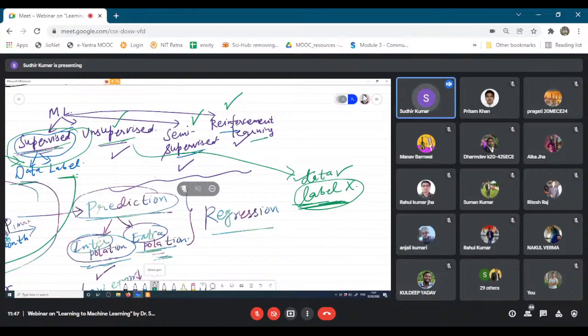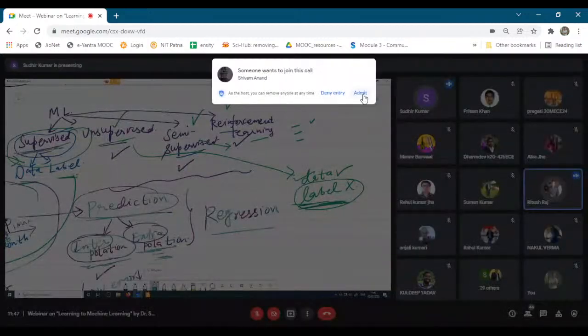In semi-supervised learning, we have the combination. For some data we have the label, and for some data there is no label.